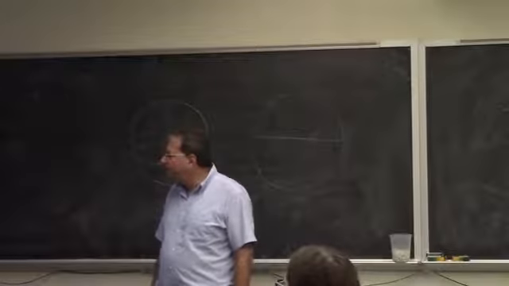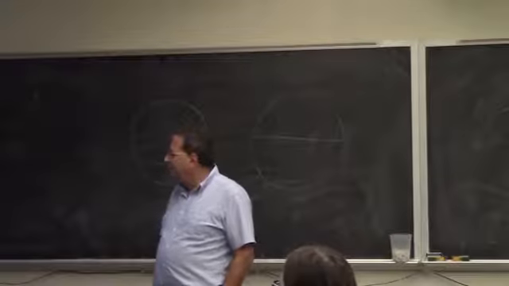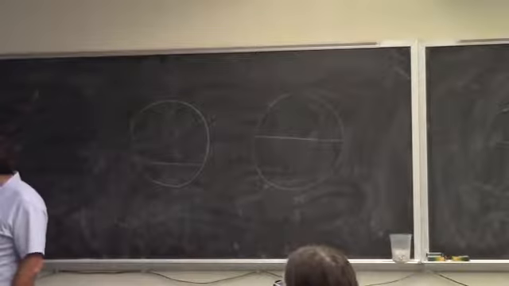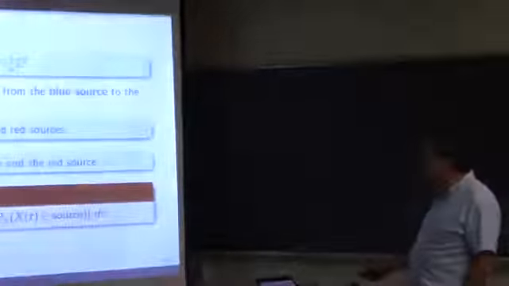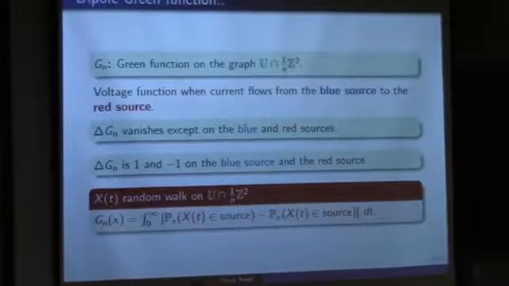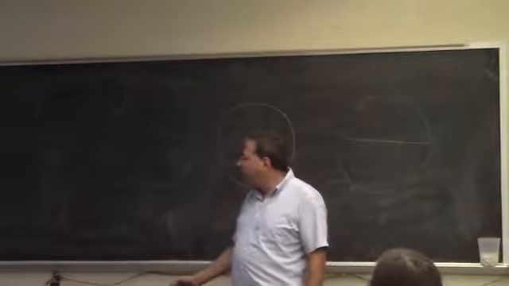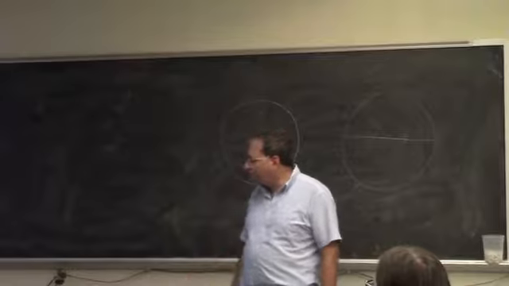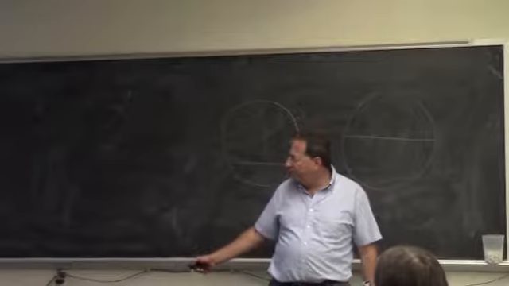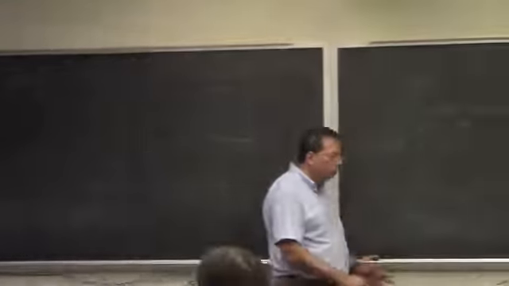And this function, I'm going to skip ahead a little and just get to what this function is. So this is a construction of a bipolar Green function. So G_n of x: you start at x and you count the total time I'll spend in the blue source compared to the total time I'll spend in the red source. If I would integrate just this thing, it will be infinite. But the difference goes down, and it's integrable, so it makes sense.